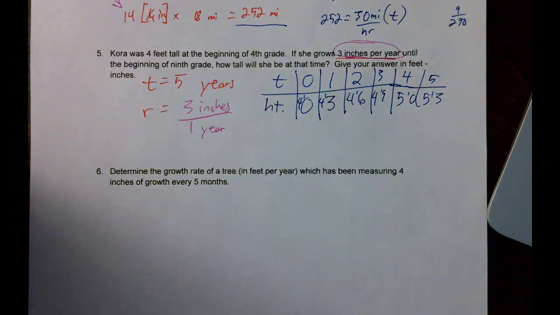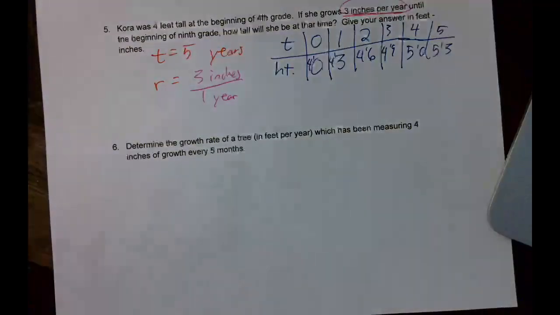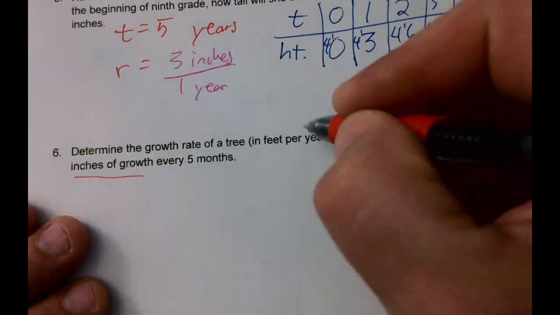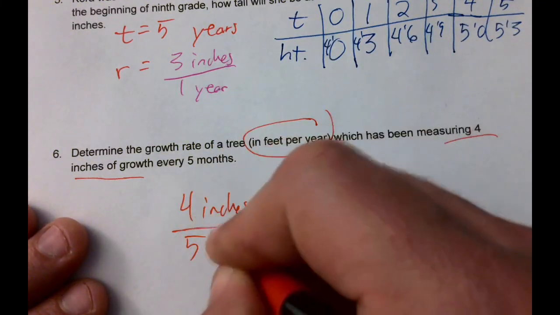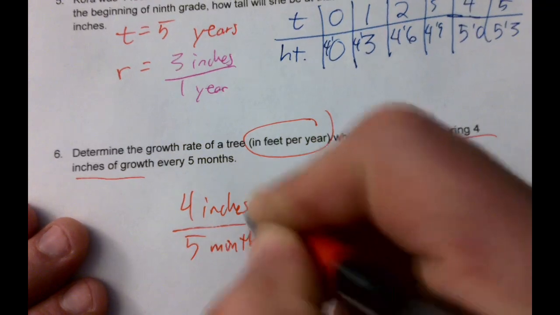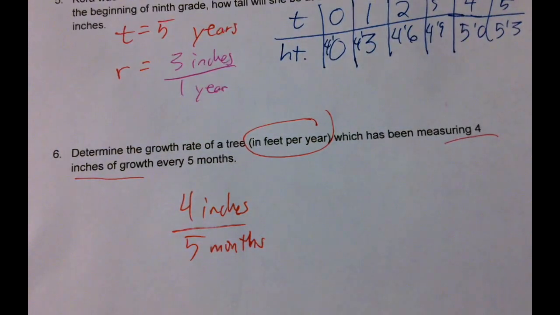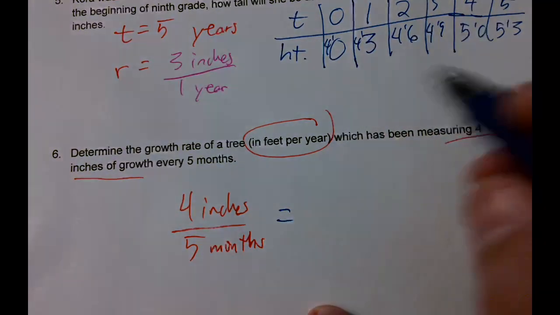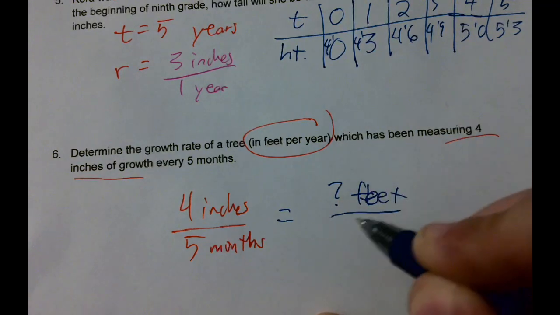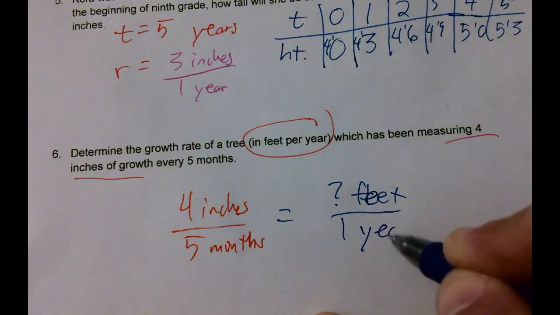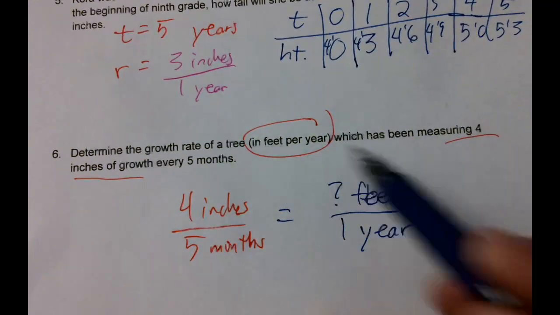I guess we'll see. Determine the growth rate of a tree which has been measuring 4 inches of growth every 5 months. Now, this one's related to the problem previously, but they want it in feet per year. So 4 inches every 5 months. We're going to use this rate. That's what it is. It's a rate. Again, we identify it the same way as the last one. It's inches per month. We're going to say, okay, well, that equals how many feet in 1 year. Again, they want it in feet per year.